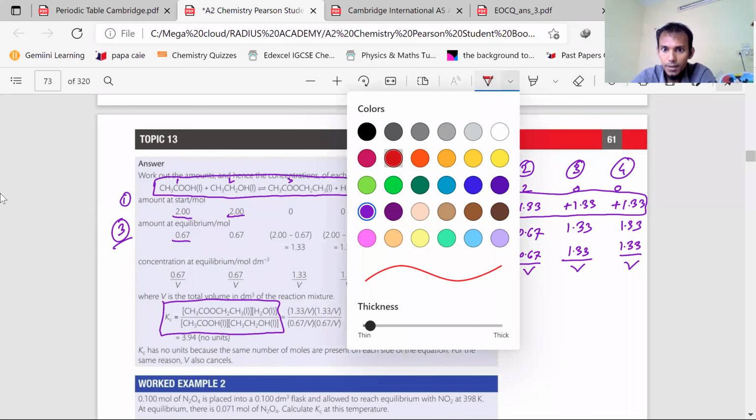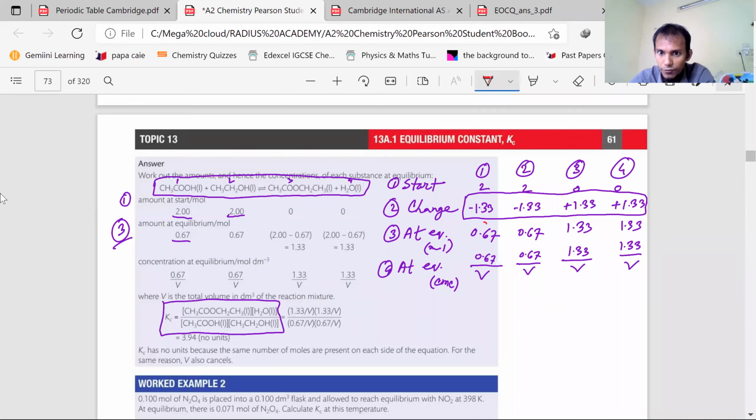They have given us only this information. We need to understand this one. If we know the starting mole of ethanoic acid and the equilibrium mole of ethanoic acid, we can easily find the change. And if we know the change of one, we know the change for all. So if we know the initial mole for all and change for all, we can easily find the equilibrium mole. Volume will be the same because they are in the same container. And if we divide by the volume, we get the concentration at equilibrium.